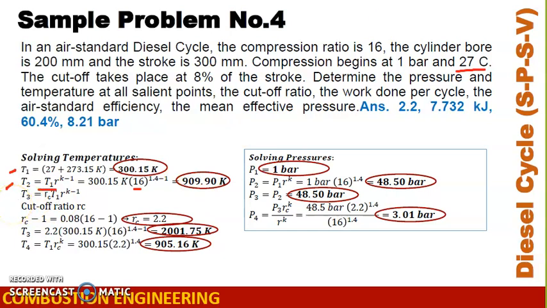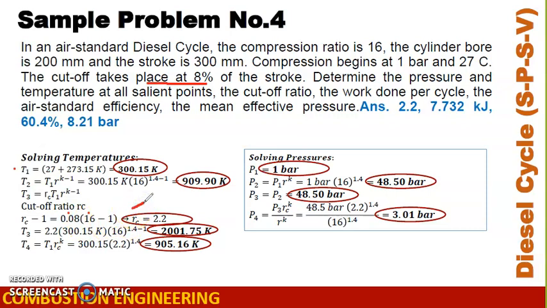For T3, we can solve T3 when we have RC and T1. We already have T1, so we need to solve for the cutoff ratio, RC. From previous computation, we learned that the relationship between RC as well as R and the percentage wherein the cutoff takes place is given as 1 plus 0.08 times 16 minus 1. That's why we have RC as 2.2.